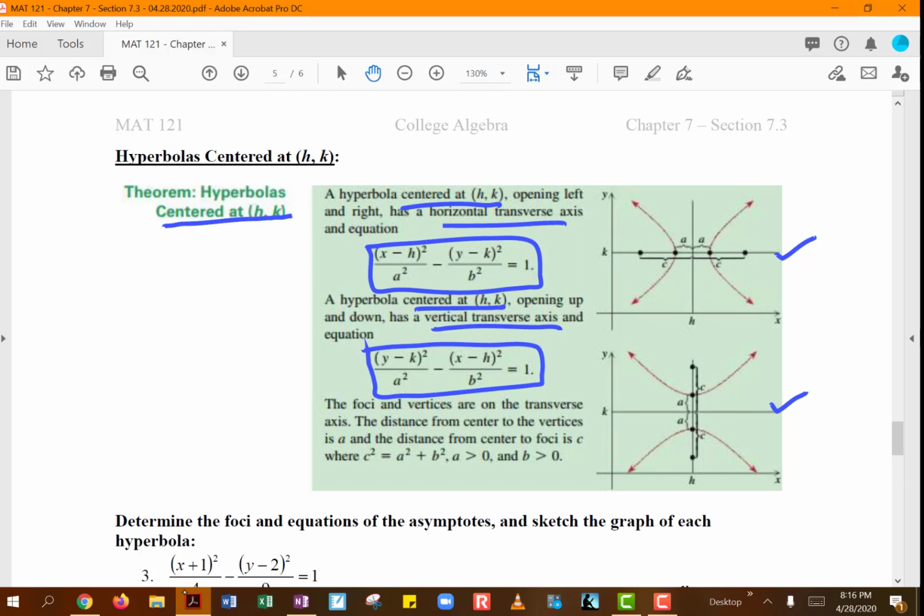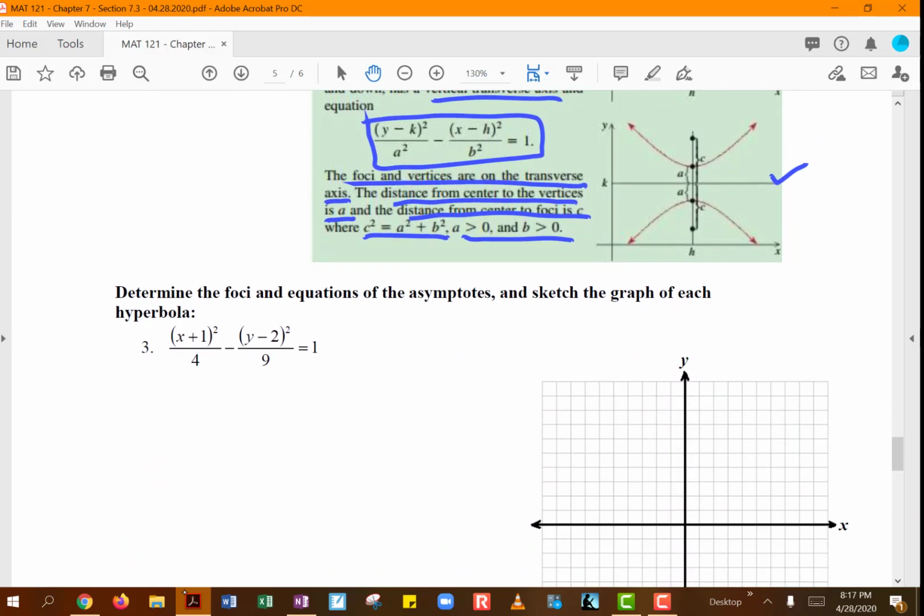And then of course your foci and vertices will fall on the transverse axis, because at this point you will not necessarily be on the x or the y axis since your center is at (h, k). These lines will have moved. The distance from the center to the vertices is a, and the distance from the center to the foci is c, where the relationship is c squared equals a squared plus b squared, where both a and b are positive numbers. Same thing, they're asking us to determine the foci, come up with the equations of the asymptotes, and then sketch the graph for these hyperbolas.